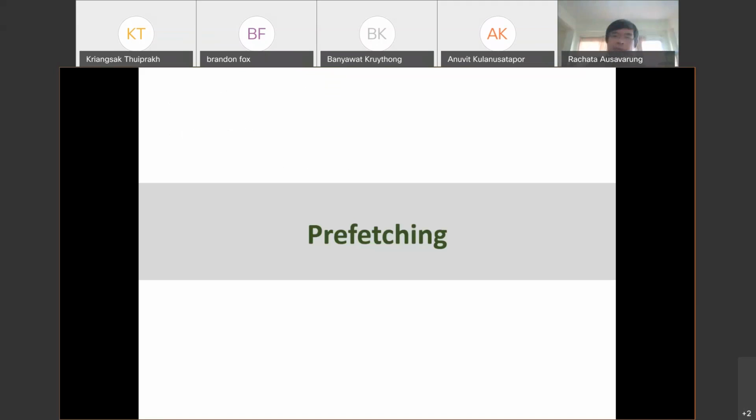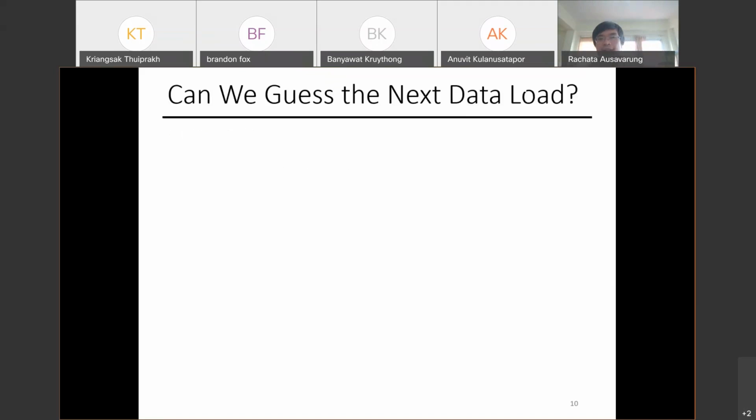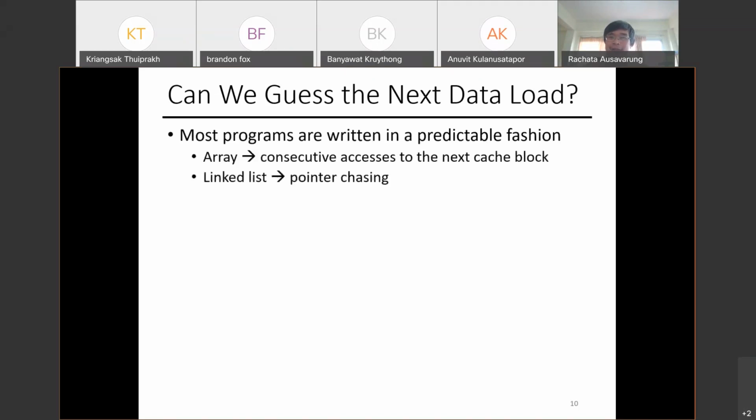So let's talk about prefetching. Can we guess the next data load? Anyone want to make a statement that I can predict what my next access is if I see certain patterns? So how many of you use an array or a linked list to program?